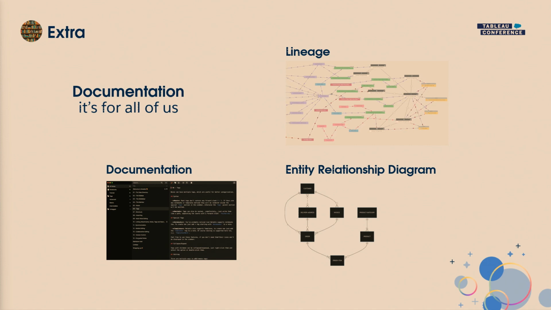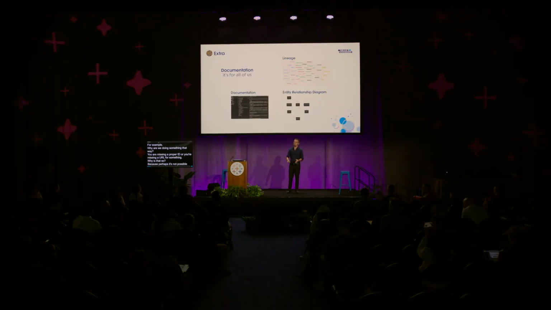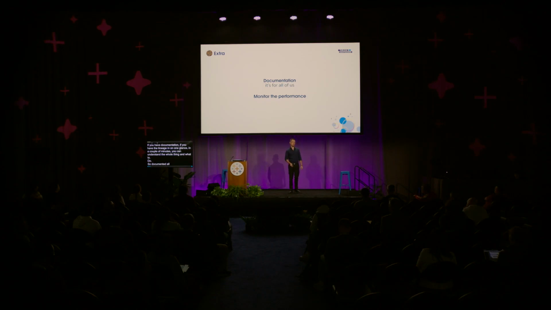And finally, documentation. For example, why are we doing something that way? You're missing a proper ID, or you're missing a URL for something. Why is that so? Because perhaps it's not possible to get it, perhaps it was very time-consuming. There is some kind of reasoning. Again, the person that might be responsible for it is gone, or you don't even know who. It should be written down in an easy way. If you have documentation, if you have the lineage, on one glance, in a couple of minutes, you can understand the whole thing and what to do. So document it all. Also, you guys document it in Tableau for yourself and for others.